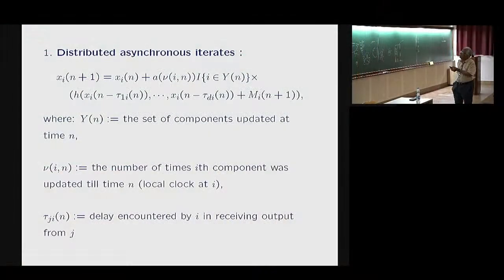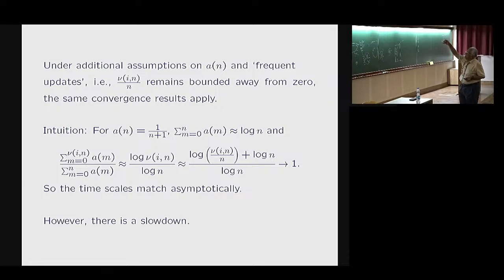And this nu(i,n) is a local clock, which is convenient to use because you don't have to assume that everybody has the same clock. And you also get better theoretical results with this. This is a problem: not everybody is updating at the same time. For that, under some conditions on step sizes it's okay. If they're growing logarithmically or slower, then the cumulative time scales match. Basically, the sum up to nu(i,n) and the sum up to n are asymptotically identical.